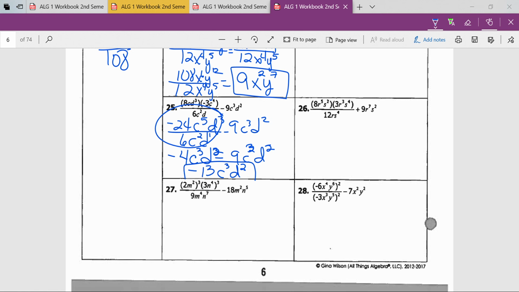Alright, please do the odd numbers. The even numbers.